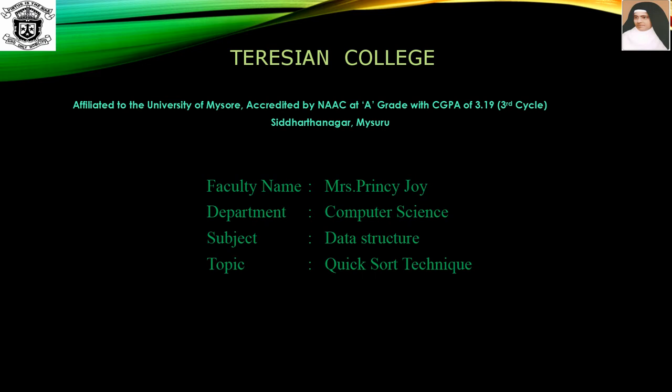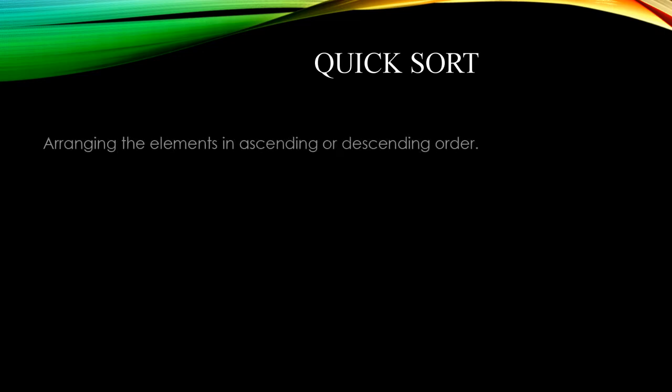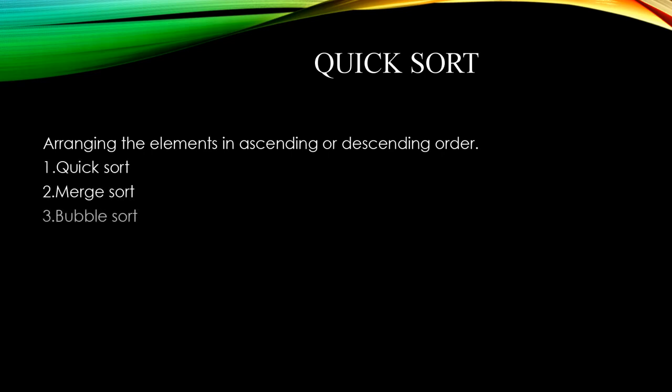Today we will discuss about quicksort technique. As we all know, sorting is a method of arranging the items either in ascending or descending order. There are different techniques to sort the element in an array. The most popular sorting techniques are quicksort, merge sort, bubble sort, selection sort and insertion sort. In today's session, we will discuss about quicksort.